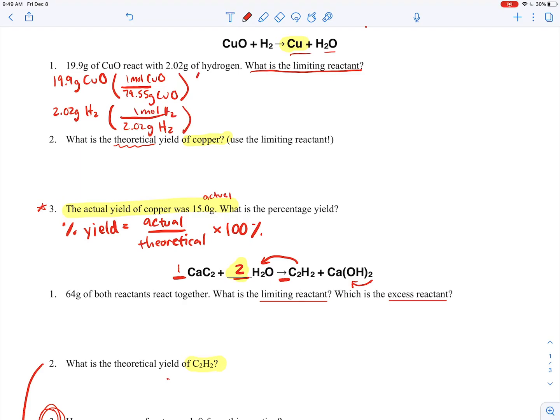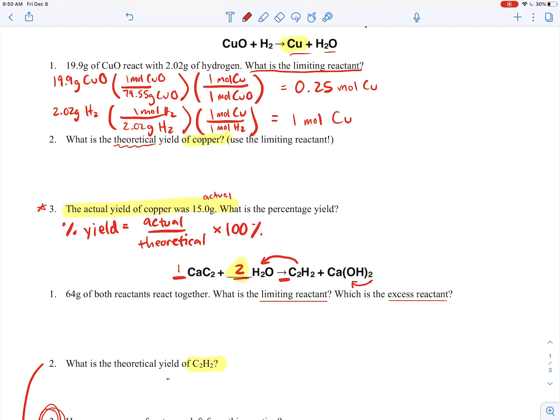And then I'm going to multiply by the mole ratio. I'm going to do this all in one step here. And again, we're converting to moles of product. We're trying to see how much copper each of these can produce. And so for our first reactant, that copper oxide, we get 0.25 moles of copper. Meanwhile, with the hydrogen, we get 1 mole of copper.